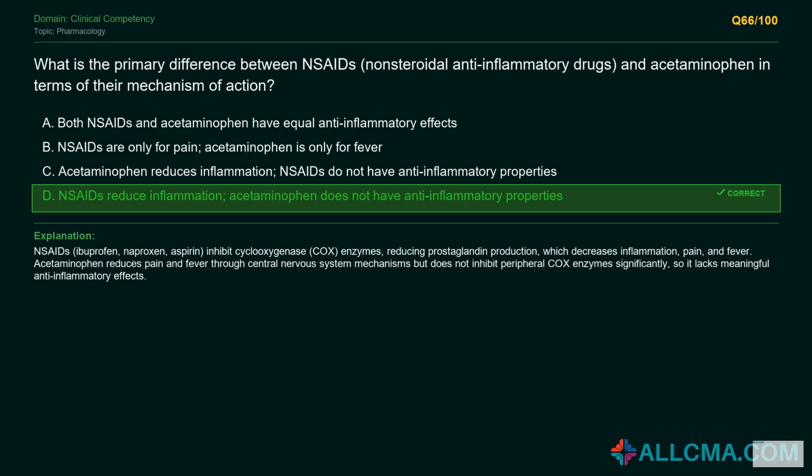The correct answer is D. NSAIDs, ibuprofen, naproxen, aspirin, inhibit cyclooxygenase, COX, enzymes, reducing prostaglandin production, which decreases inflammation, pain, and fever. Acetaminophen reduces pain and fever through central nervous system mechanisms, but does not inhibit peripheral COX enzymes significantly, so it lacks meaningful anti-inflammatory effects.